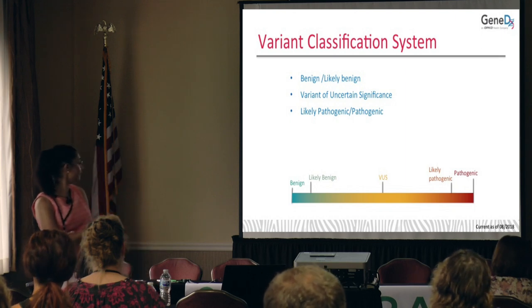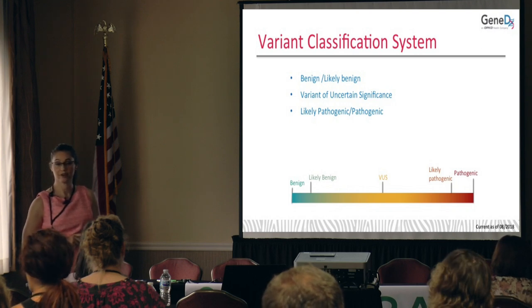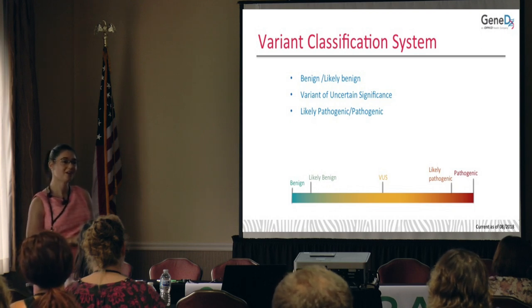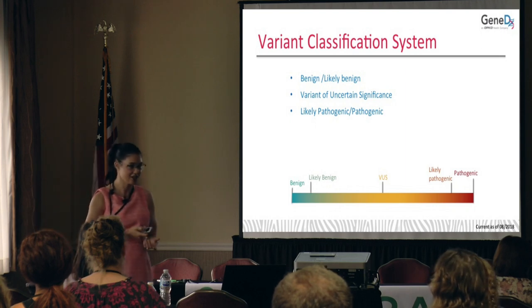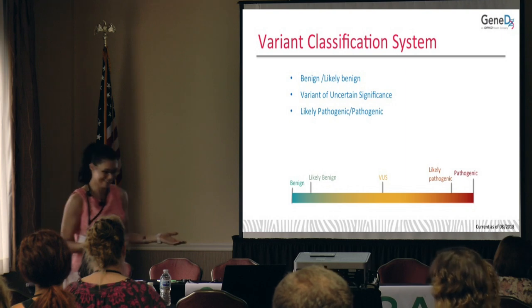Okay? Often, we just don't know enough to be able to interpret a variant. And so that's when you might get in your report a variant of uncertain significance. It can be a little frustrating because you're like, oh, I paid all this money, I got this really sophisticated genetic testing, and then you're telling me you don't even know what it means.